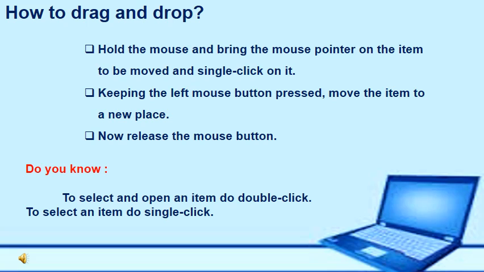And the third one is drag and drop. Let's see how to drag and drop. First, hold the mouse and bring the mouse pointer onto the item to be moved and single click on it. Second, keeping the left mouse button pressed, move the item to a new place. Now release the mouse button. But do you know, to select and open an item, do a double click. To select an item, do a single click.